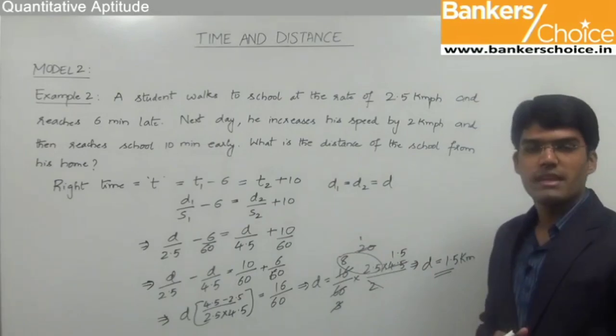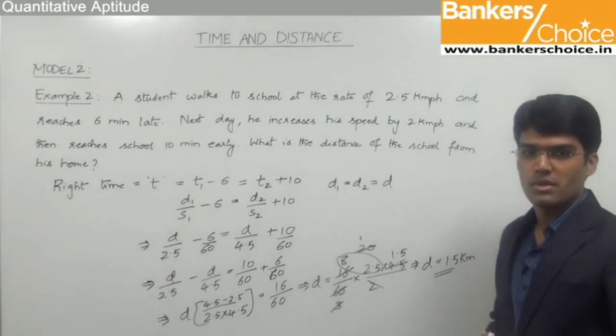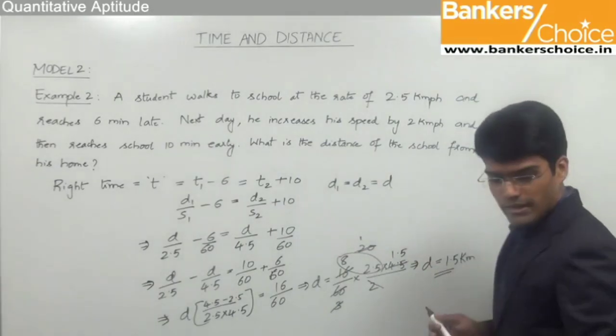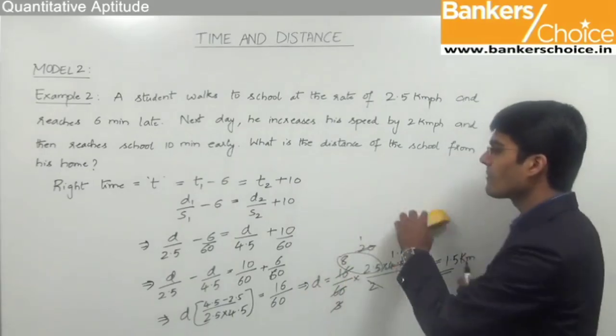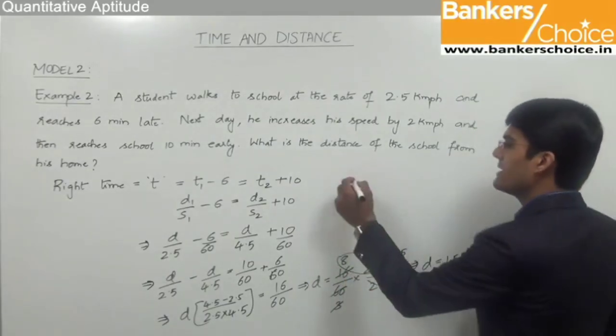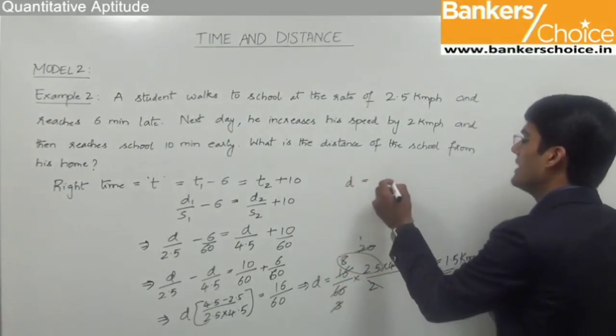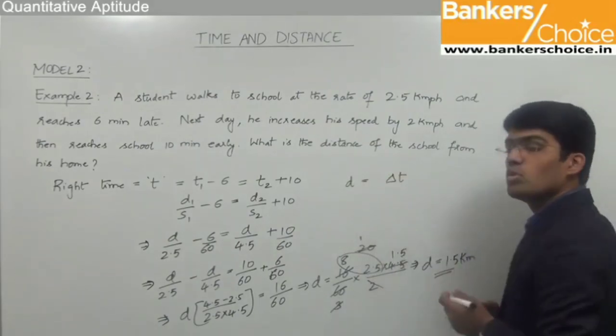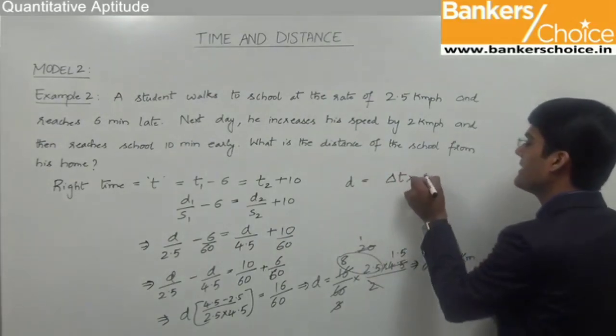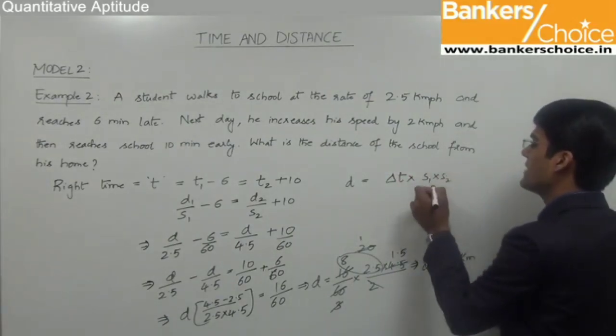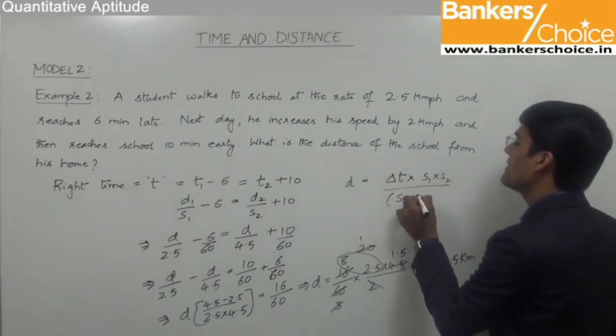The same question here can also be solved with the help of a simple shortcut formula. And that formula here can be taken as: the distance will be equal to the difference of the time in the two cases multiplied by speed S1 into speed S2 divided by S1 difference S2.